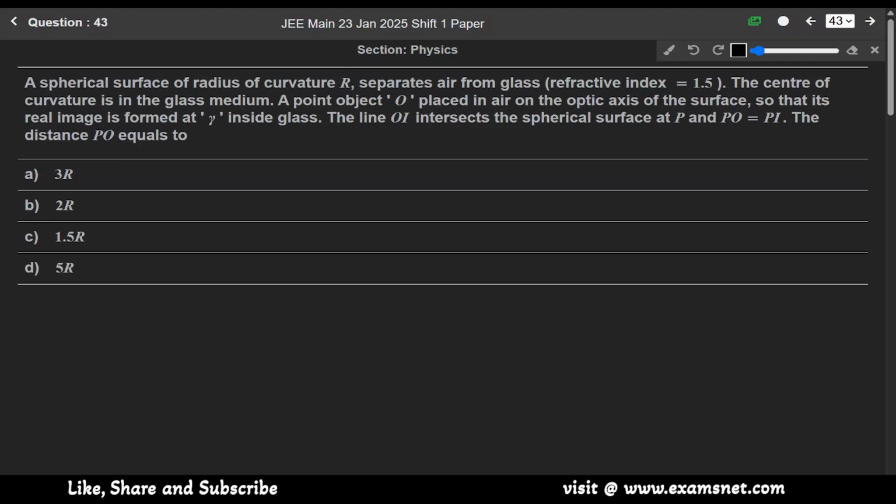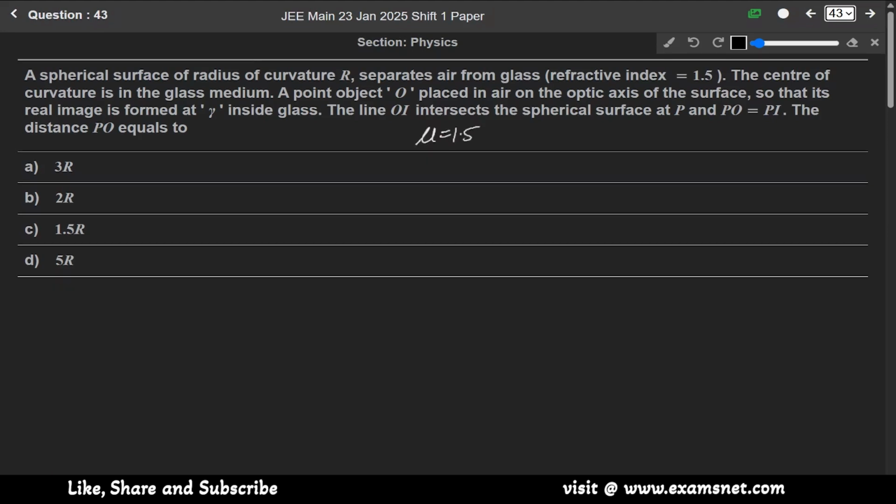Question is 43. A spherical surface of radius of curvature R separates air from glass of refractive index mu given as 1.5. The center of curvature is in the glass medium. A point object O placed in air on the optic axis of the surface so that its real image is formed at I inside the glass. The line OI intersects the spherical surface at P, and PO is equal to PI. The distance PO equals to.